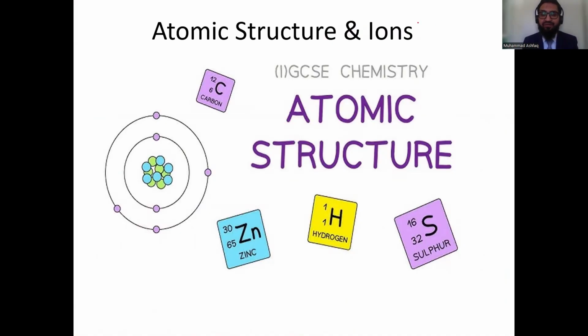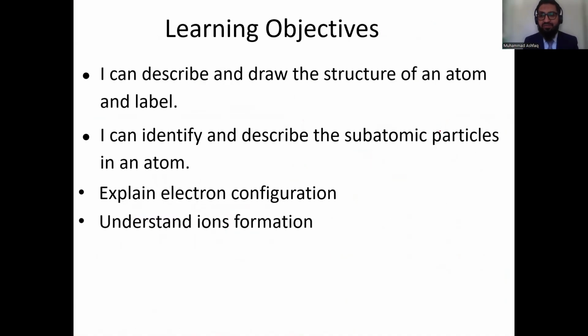That is the title of the lesson, but first we'll dive into the atomic structure. Here you can see the learning objectives. After this lesson, we are able to describe and draw the structure of an atom, and we can label this as well. We can also identify and describe the subatomic particles in an atom and their position, explain the electronic configuration, and understand ion formation.